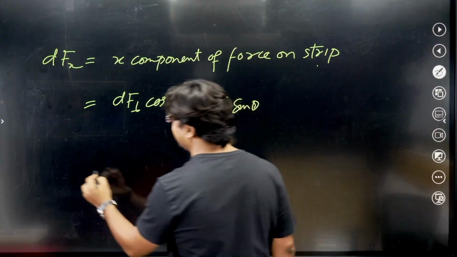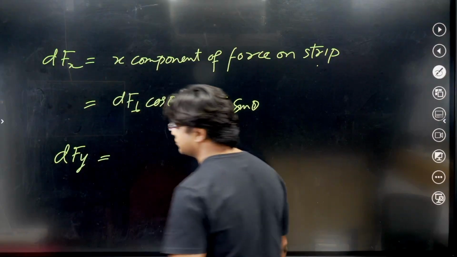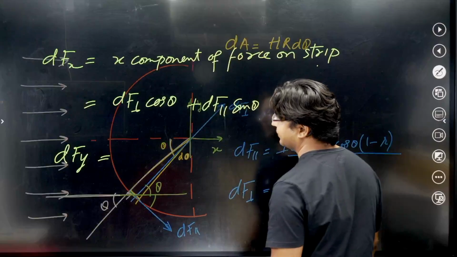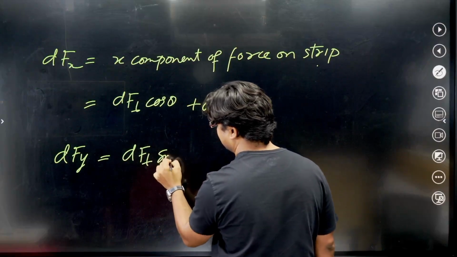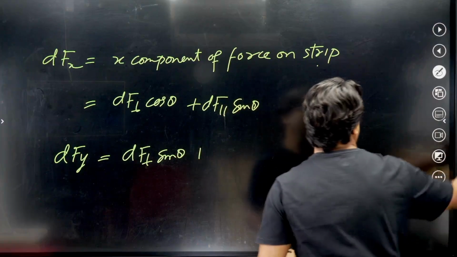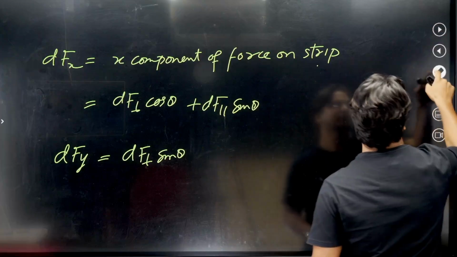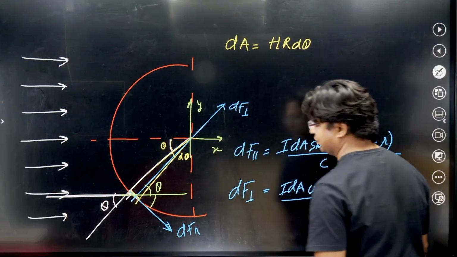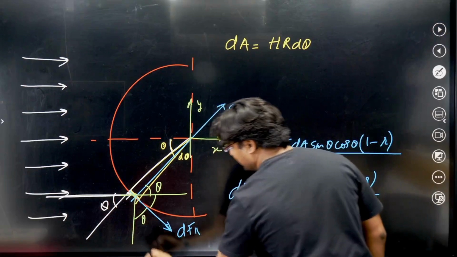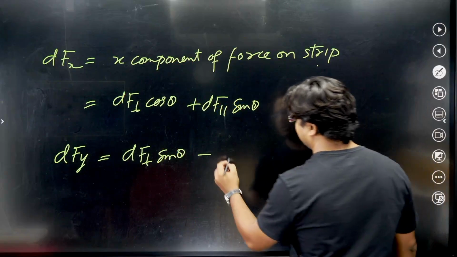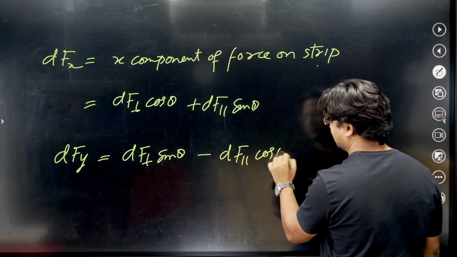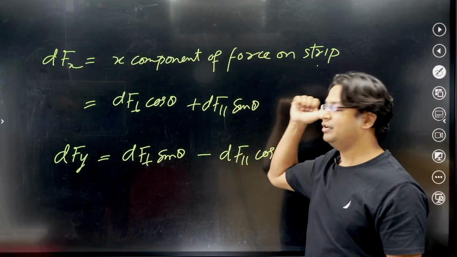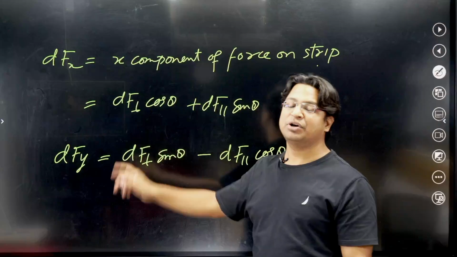Similarly, you will also write dfy. So dfy would be df perpendicular sin theta, and the other component would be minus. See, this df parallel is having a downward component, and how much will that be? This angle will be theta. So df parallel cos theta. Now we will integrate this to get the x component of force on the cylinder. We will integrate this to get the y component of force on the cylinder.